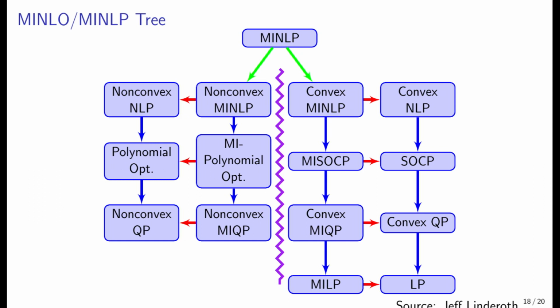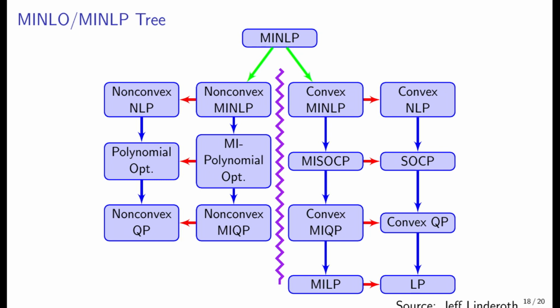So this is a slide that I took from Jeff Linderoth and a course that he and I taught at one point. And it's a tree of how optimization problems are kind of connected. It gives you an overview of some of the problems we're going to see in the course. So we're talking about MINLP or MILP, and there's a big dividing line here, this purple line. On the left-hand side, we have the non-convex world. On the right-hand side, we have the convex world.